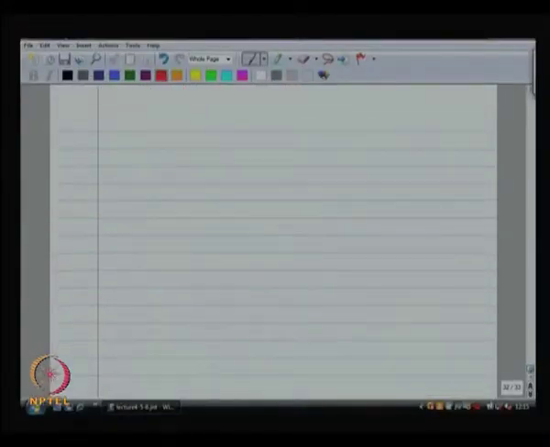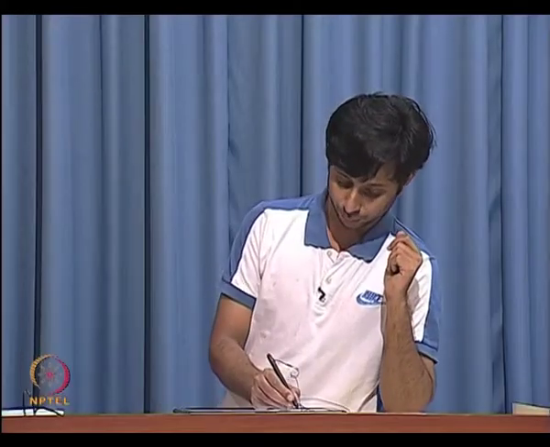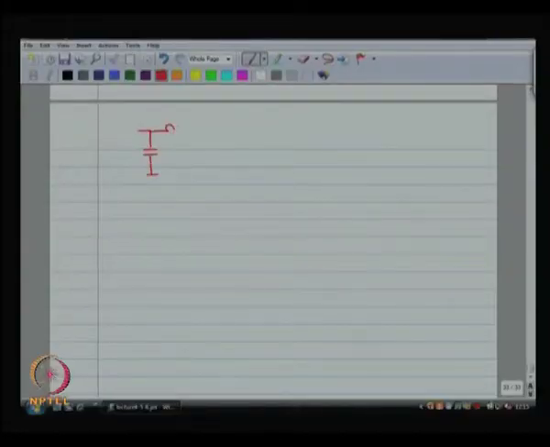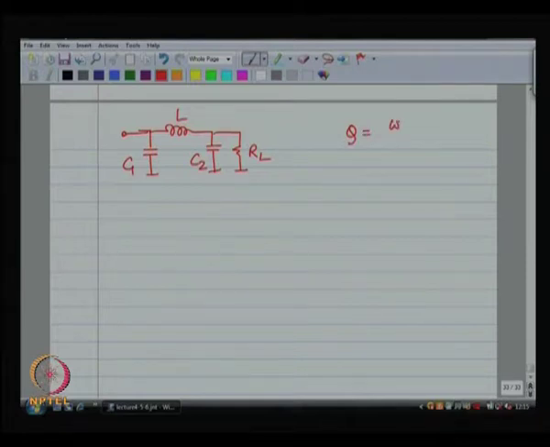So, this basically tells me that the net Q of my circuit, this was my circuit that we started from, this basically tells me that the net Q is omega naught L by R L. It is almost as if I have a series combination of L and R, and C1, C2 etc. are accessories. So, that is the net Q of my circuit.